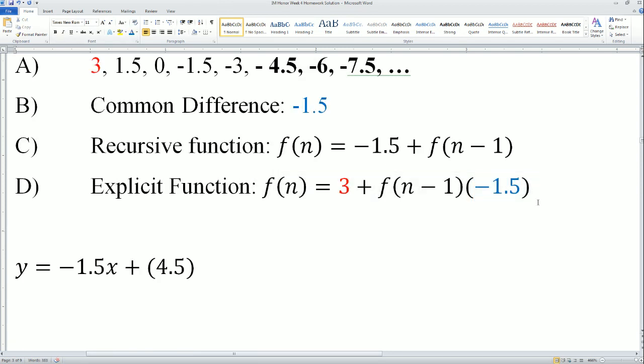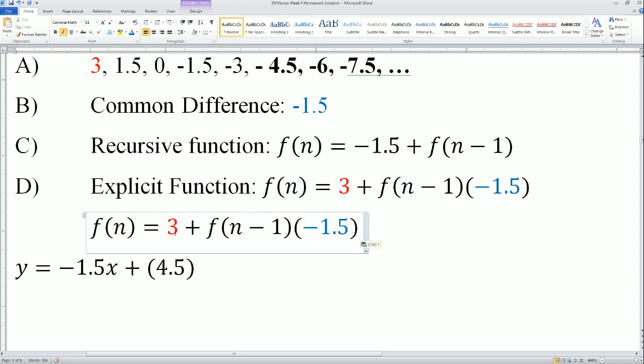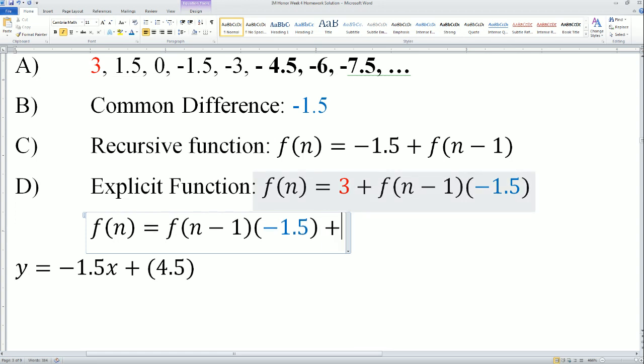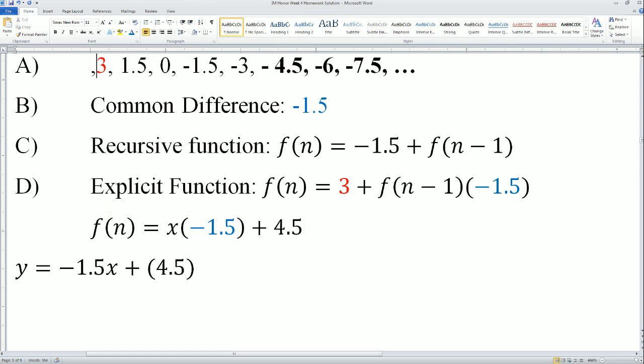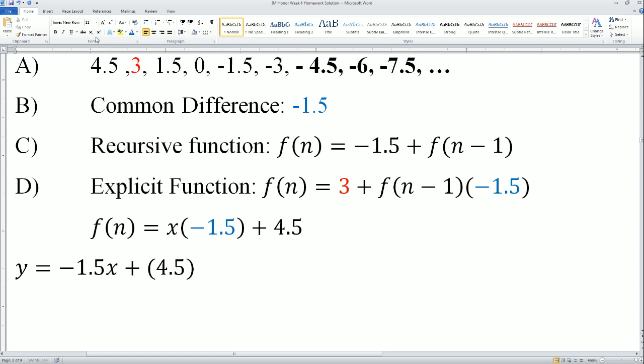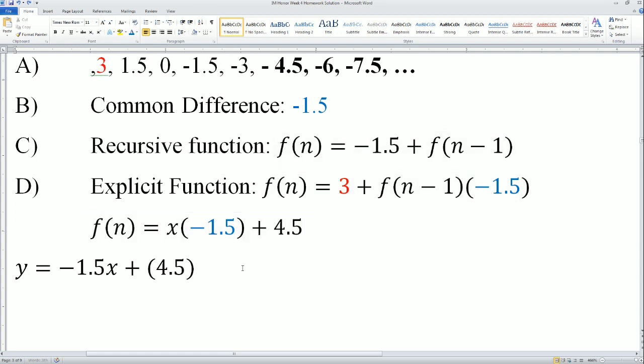From here, if you want to find the y equals mx plus b again, rewrite it. So it's plus 3. Do some commutative property. So this has to go up, so this becomes x. This also has to go to the next one, where the common difference is 1.5, so it becomes 4.5 because the 0th term is 4.5. Do you see? There you go.